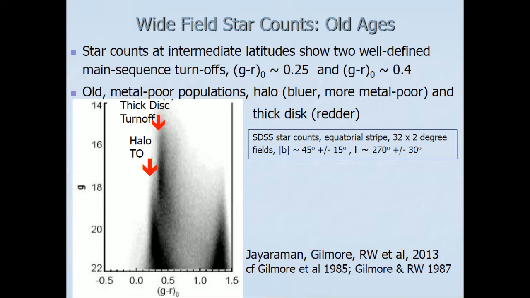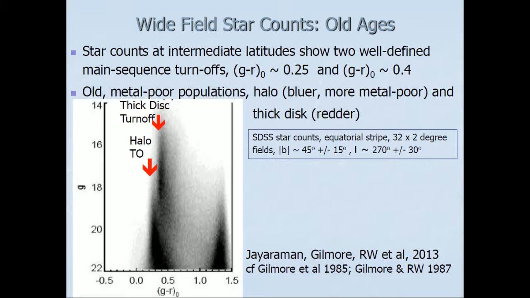When you get the kinematics and the chemistries of stars in this color range, this magnitude range, this is a paper we wrote in 2013. These have kinematics of thick disk, intermediate metallicity. These have halo kinematics, much lower metallicity. So we knew there were these two turnoffs. They're old, very few stars, bluer, well-defined old turnoff.